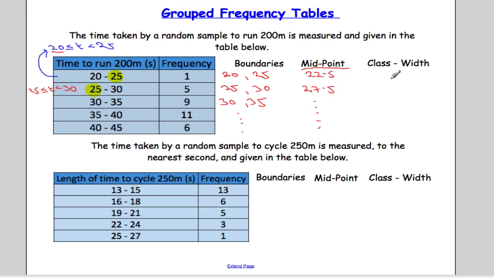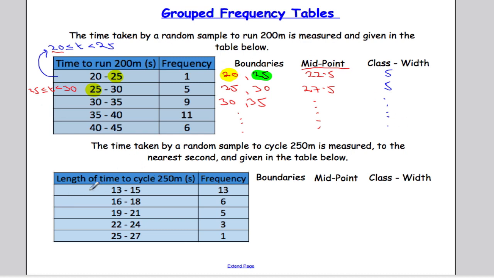The class width is the upper bound, I will highlight in green, so the upper bound, subtract the lower bound. So it's just the difference between the boundaries. So 25 take away 20 is 5. 30 take away 25 is also 5, and again so on and so forth.